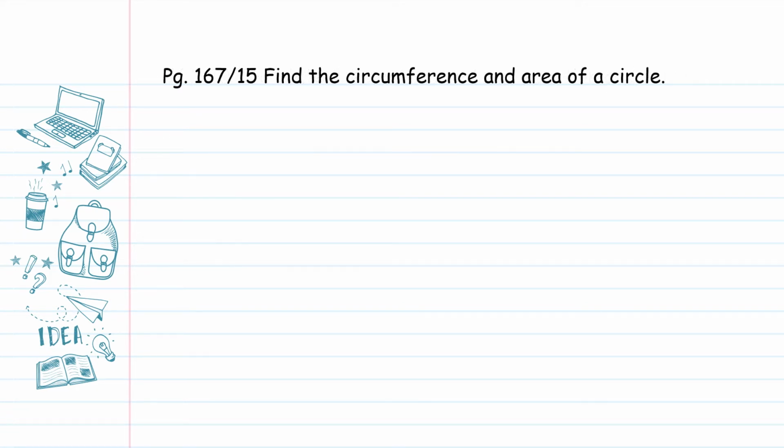So our next problem can be found on page 167. It's going to be problem number 15, and we're going to want to find the circumference and area of a circle. In this problem, we're given that the diameter of the circle is 30 inches, and we also want to keep in mind that pi is equal to 3.14.